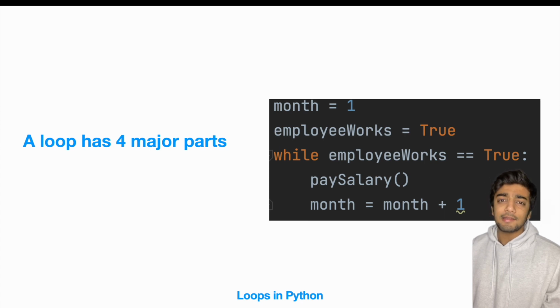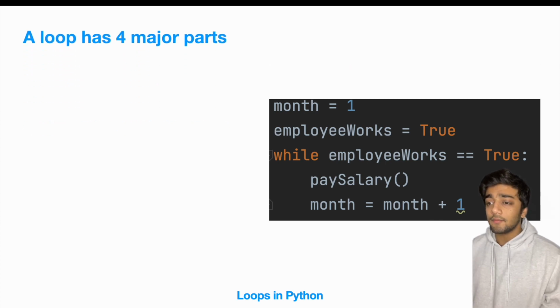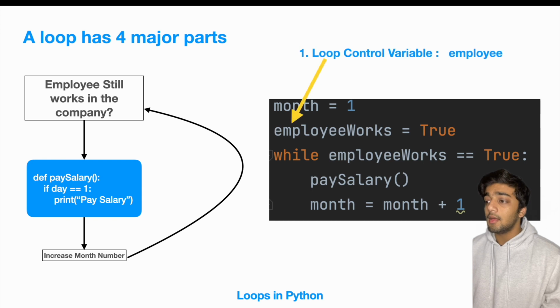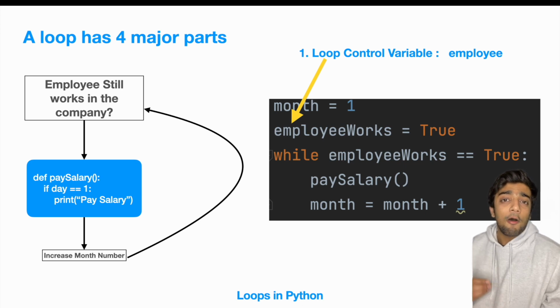This example is going to tell us about the four major parts of a loop. Now, pay a lot of attention to this because this is the fundamental of how you're going to actually write a loop or how you're going to understand a loop. Now, the four major parts of a loop are number one, the loop control variable. In this case, our loop control variable is going to be the employee works variable. The loop control variable basically governs or decides how many times the loop repeats itself.